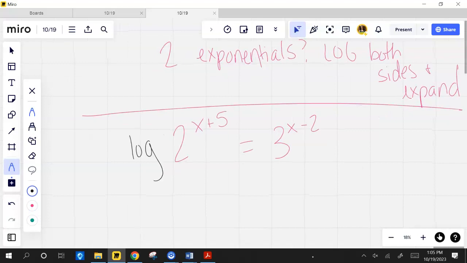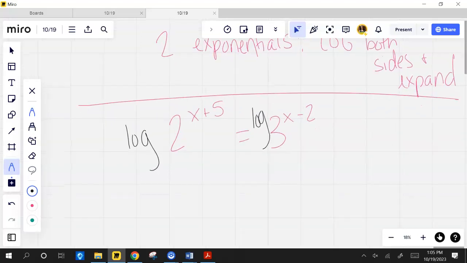I'm going to do the log of both sides, and I'm just going to do a common log, a log base 10. Because whatever I do, I can do the same thing as long as I do it both sides, right? I can do whatever I want. So if I make this log 2 to the x plus 5 equals log 3 to the x minus 2. My base here is 10, right? Because I've just used a common log. You could use ln, you could use whatever. And I'm going to expand it.